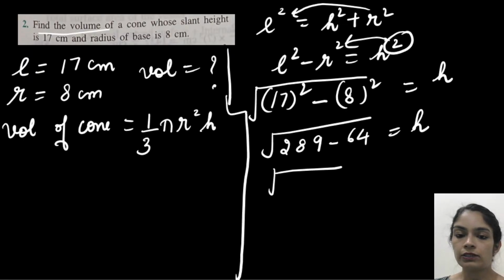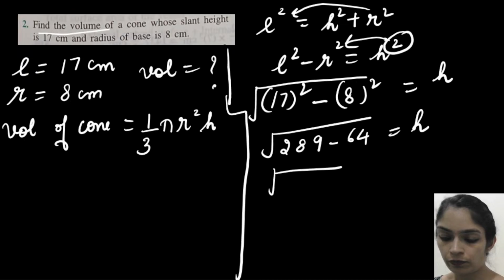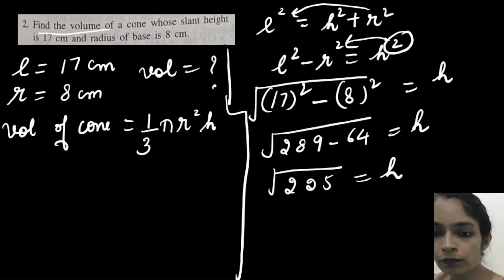You can do its subtraction and tell me the answer. So what is 289 minus 64? See, calculations, in a long question you have to do the questions along with me. I am not doing any calculation, you have to simplify and share the answers. 225. So this is 225.